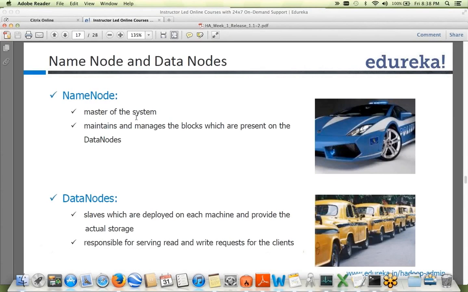So in this slide, we're discussing about name node and data nodes. So as we saw that name nodes and data nodes, they comprise Hadoop distributed file system, HDFS engine, which a lot of time people call HDFS engine.